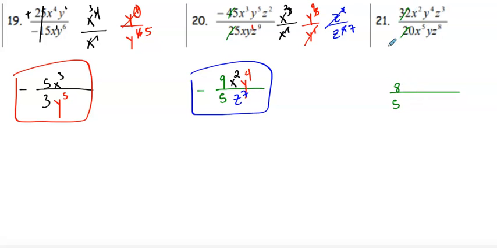Alright, x squared and x to the 5th. What do you have more? In my denominator. So how many more? I'm going to take a 2 away from here and I have none. Take 2 away from here and I have 3 left. Y to the 4th and y to the 1st. I have more in my numerator. I'm going to take 1 from here, and I'll be left with 3.